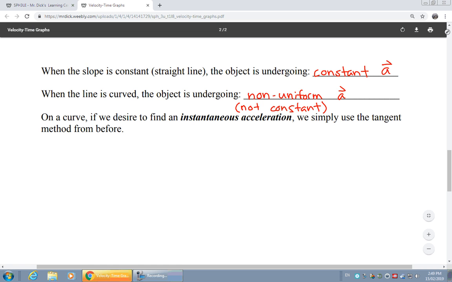But if we did have a curve on a VT graph and we wanted to know its instantaneous acceleration, so how quickly it was accelerating at one instant in time, then we would use the tangent method that we used in our previous note. And we'll get some examples of this as we do some lab activities in class.